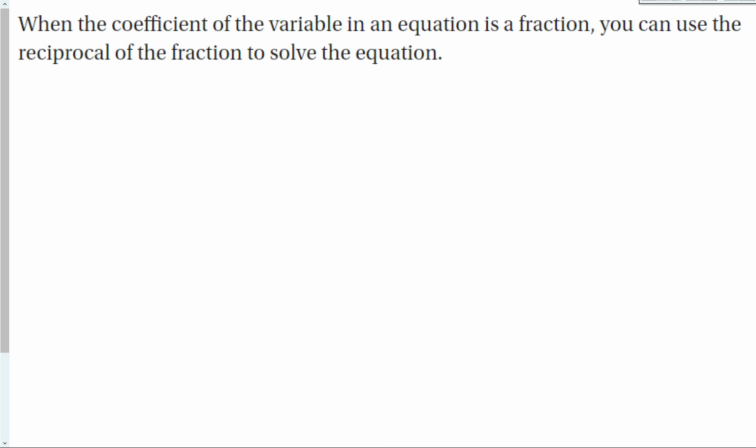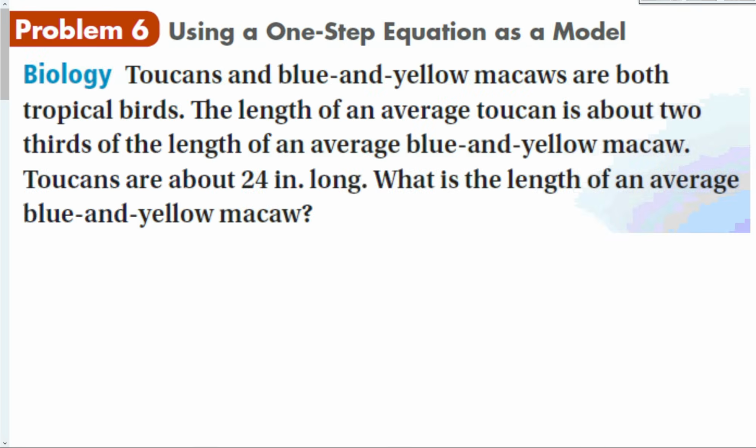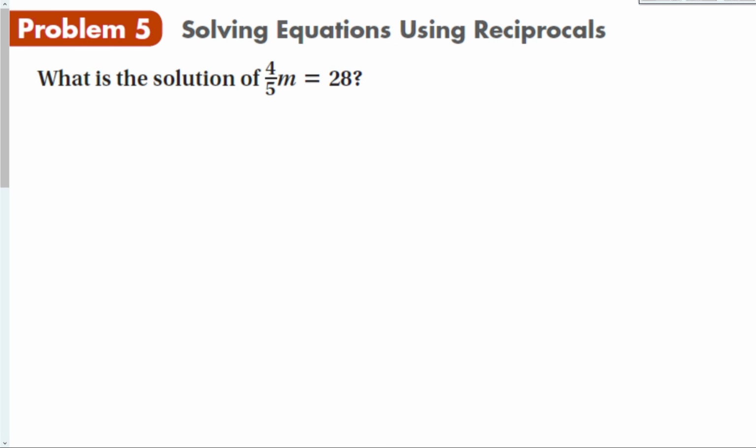When the coefficient of a variable in an equation is a fraction, we can also use the reciprocal of that fraction to solve the equation. Much easier than doing two separate steps, one multiplication, one division. So the long way of doing this particular problem is to divide both sides by 4, multiply both sides by 5, but there's an easier way to do that.